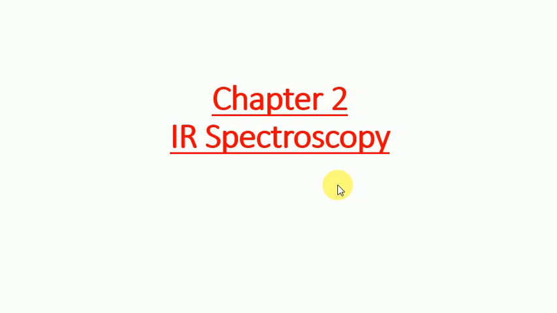The spectrum is obtained within 3 to 7 minutes. In IR spectroscopy, the time required is very short, that is 3 to 7 minutes, and a very small amount of sample is required, that is 4 to 5 milligrams of sample for IR spectroscopy.